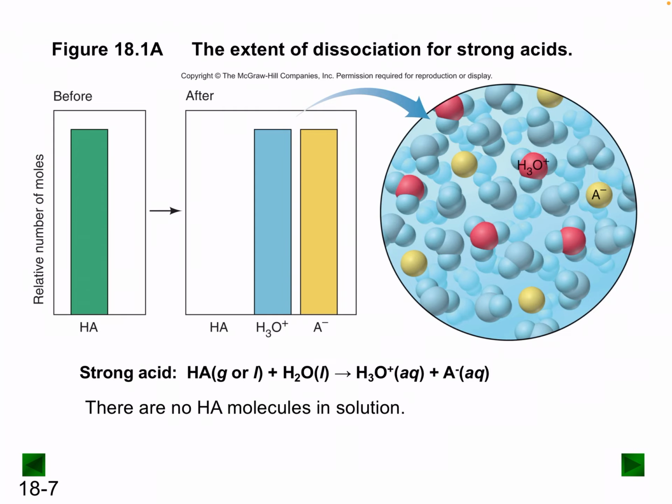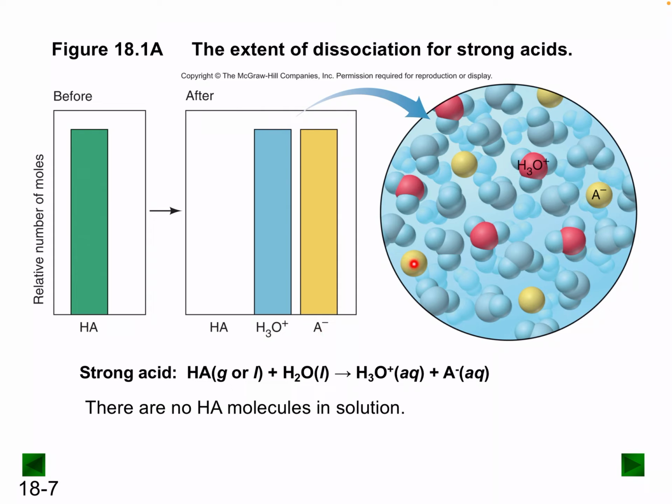Extent of dissociation for strong acids. Now let's say this is our HA before you put it into water, right? There are two molecules, so you put it into water. Now this is the green in color, HA. After they dissociate, do you see any green here? Nothing, no HA molecules. What do you have? H3O+ represented by the blue and A minus represented by yellow. It will completely dissociate into hydronium ions and A minus ions.